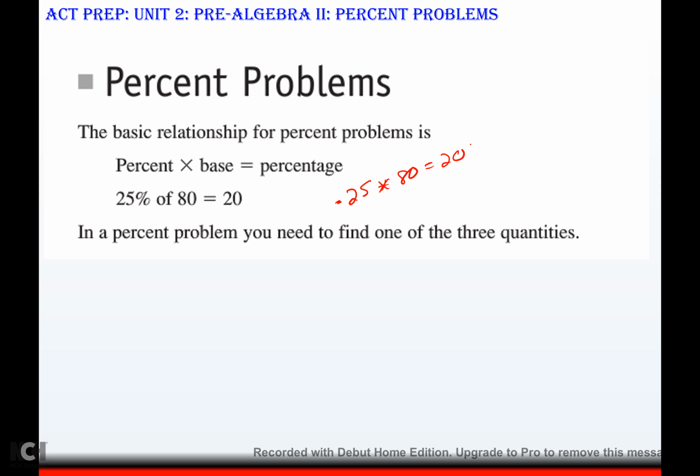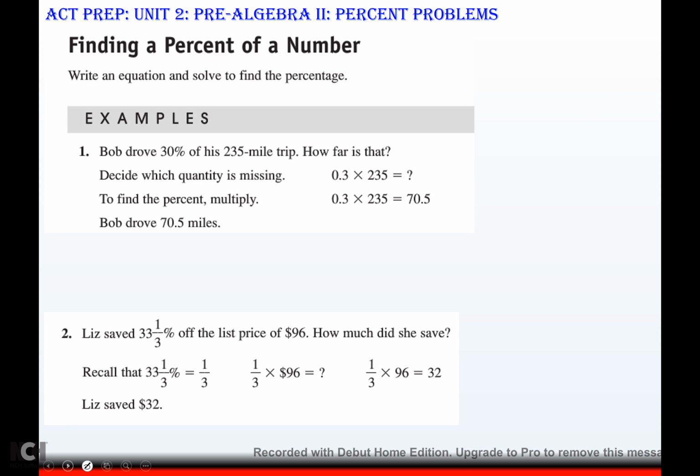Another pretty famous percent problem, the percent proportion as they call it, is is over of equals P over 100. A lot of times in these word problems, they'll use these is and of words. And so if you plug it into the proportion and then do cross multiplying to solve it, that's another way. All right, so write an equation and solve to find the percentages.